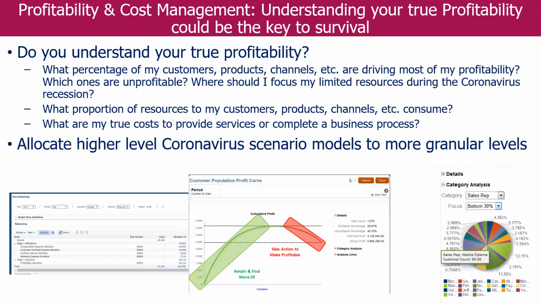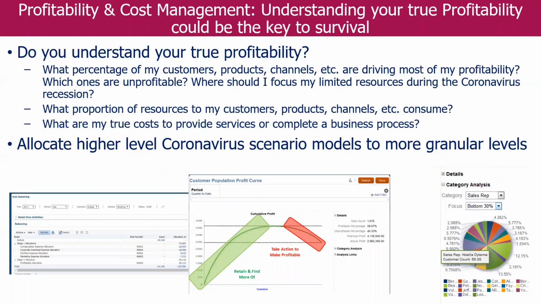Which ones are unprofitable? And you have limited resources. Where should you be focusing your resources? What proportion of resources are your customers, products, channels consuming? Who's using it all up? Maybe they shouldn't be because they're not even profitable. So what are your true costs to provide services or complete a business process? Do you know? If you don't, we've got some advice.